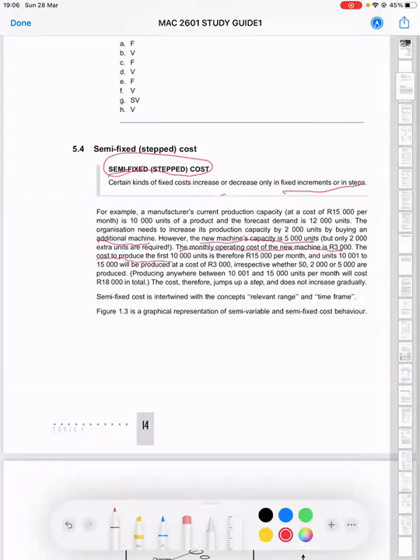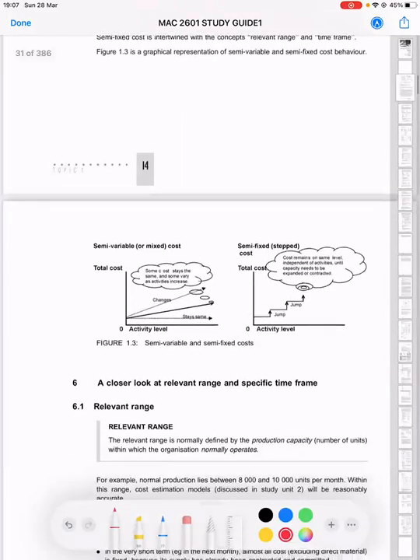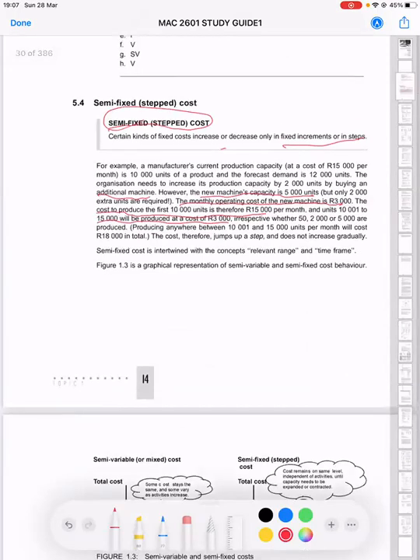The cost to produce the first 10,000 units therefore is 15,000. And units 10,001 to 15,000 will be produced at a cost of 3,000, irrespective of whether 50, 2,000 or 5,000 units are produced. So that's why they call it a semi-fixed cost or a stepped cost. It means that now we are going to be operating at a certain cost, but if our output goes beyond a certain number, we might have to increase our cost.